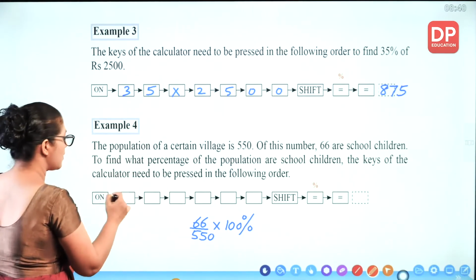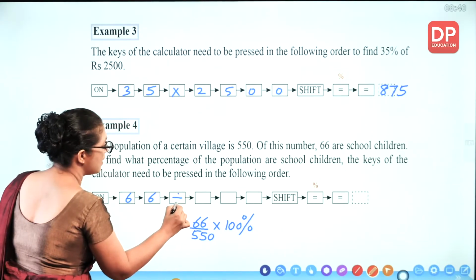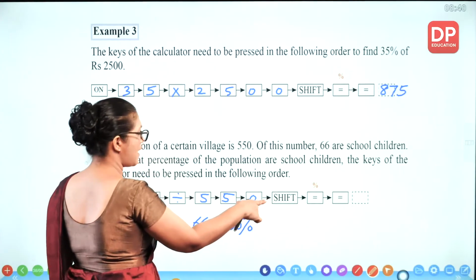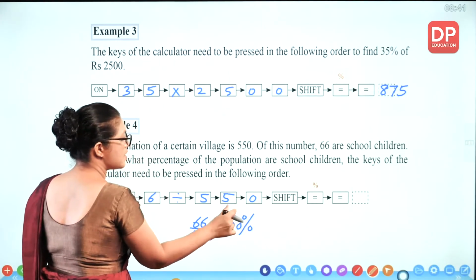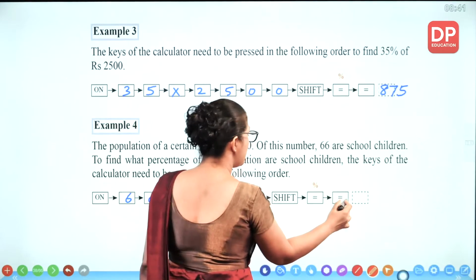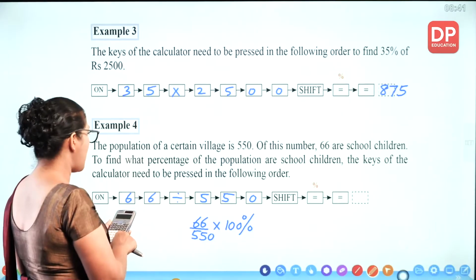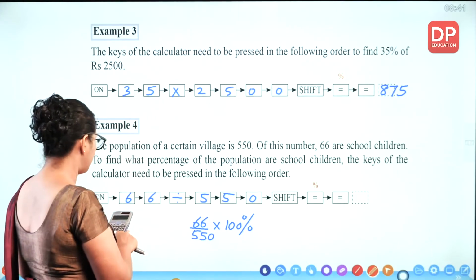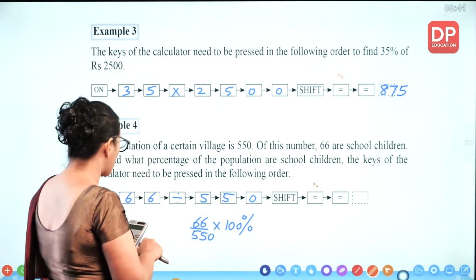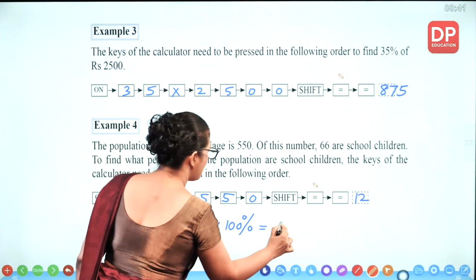So switch on the calculator. 66 divide by 550 and then the percentage sign. So this is 100 and percentage is the percentage sign we are using. So shift with this. What's the calculation? 66 divided by 550. 12. So this is 12%.